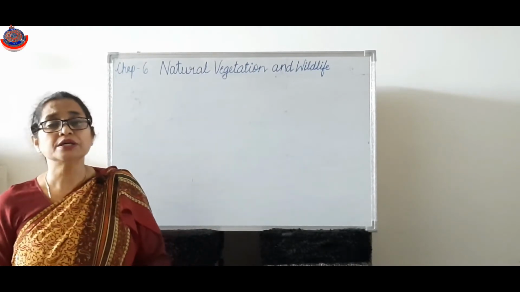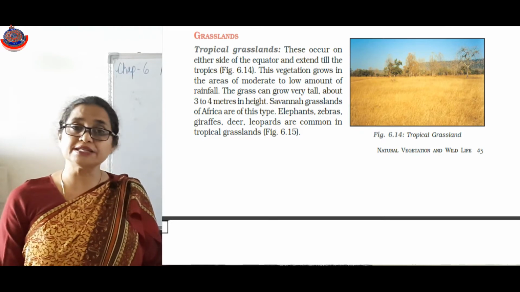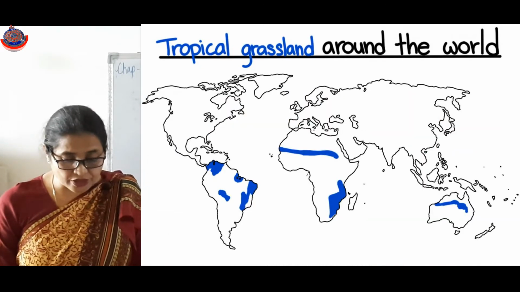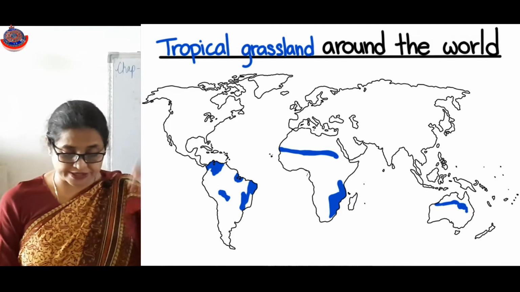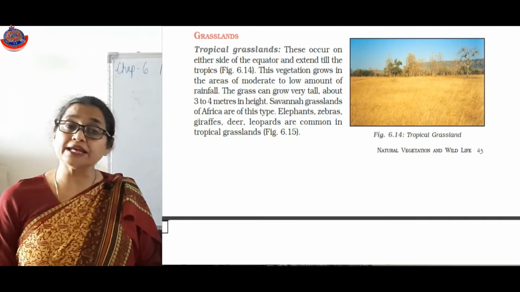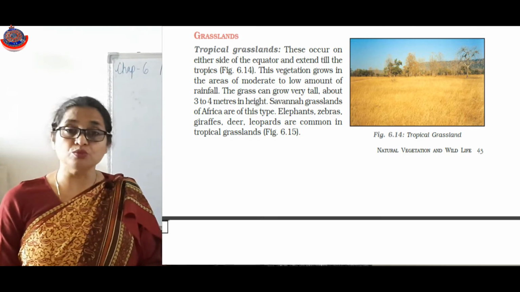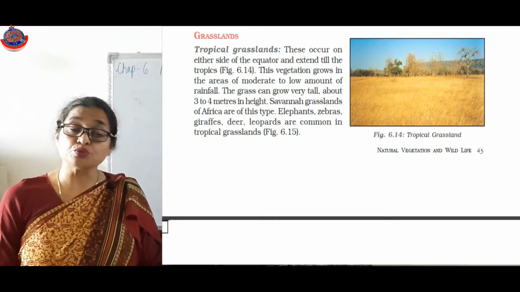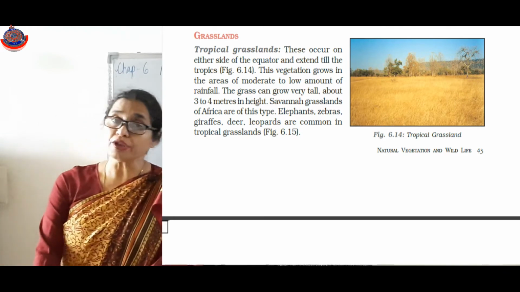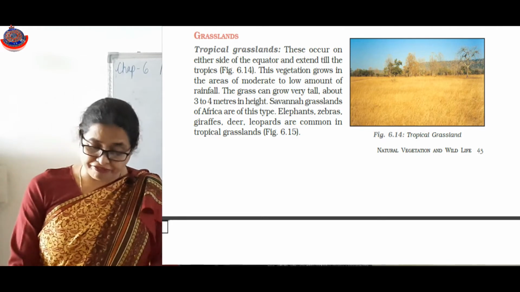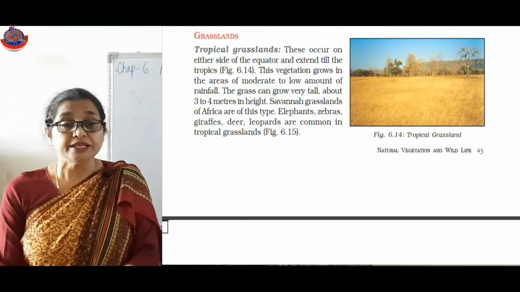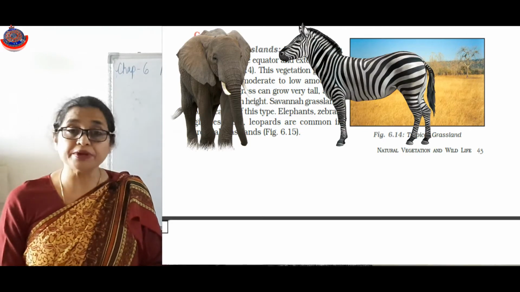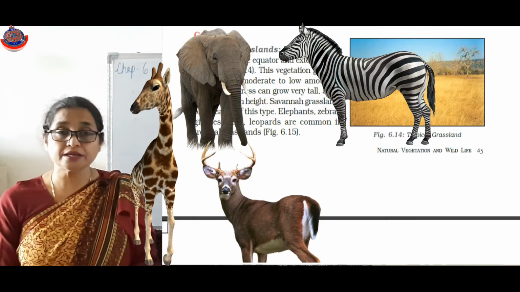Now talking about the grasslands. The first kind of grasslands are the tropical grasslands. They occur on either side of the equator and extend till the tropics. This vegetation grows in the area of moderate to low amount of rainfall. The grass can grow very tall, about 3 to 4 meters in height. For example, savanna grasslands of Africa are of this kind. The different animals found here in the grasslands are the elephants, the zebras, the giraffes, deer, leopards, and many more.